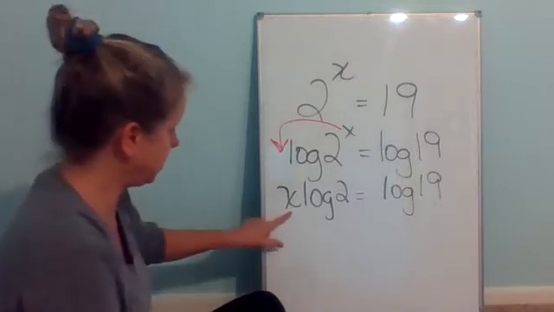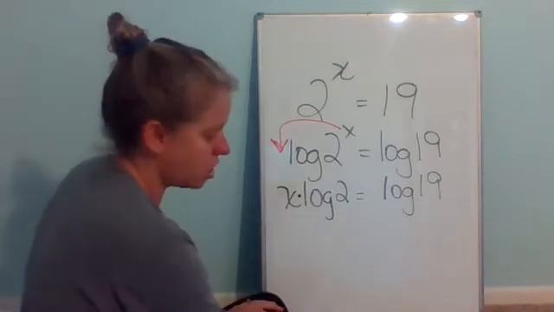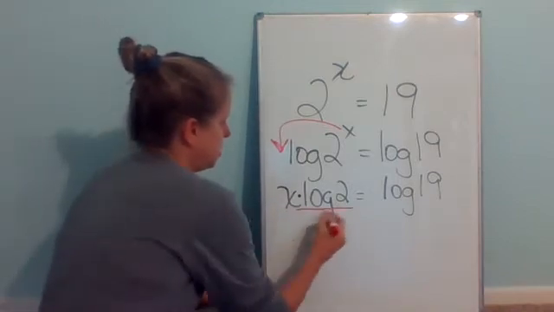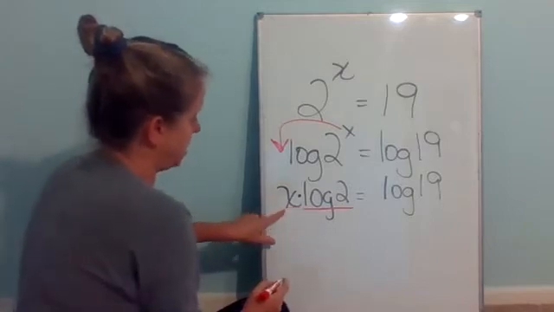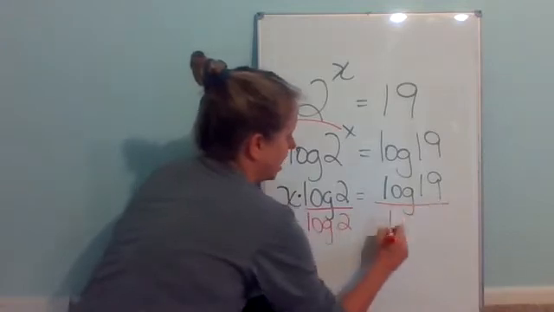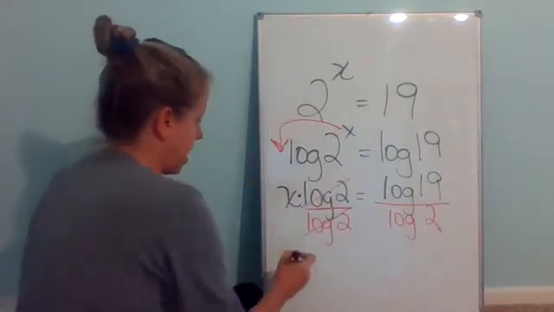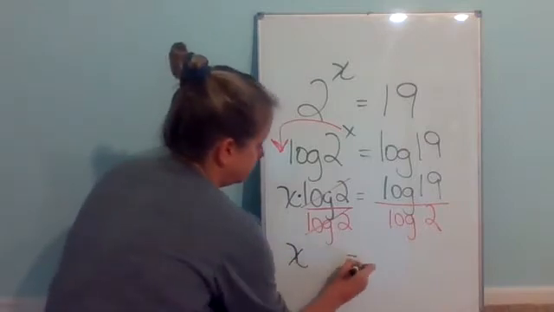So if I want to isolate this x now, I can, because what does this say? x times log 2. So that just means to get rid of all this so the x will be by itself, I'll just divide by log 2. If I do it to one side, I got to do it to the other. Cancel, cancel. There's my x by itself.